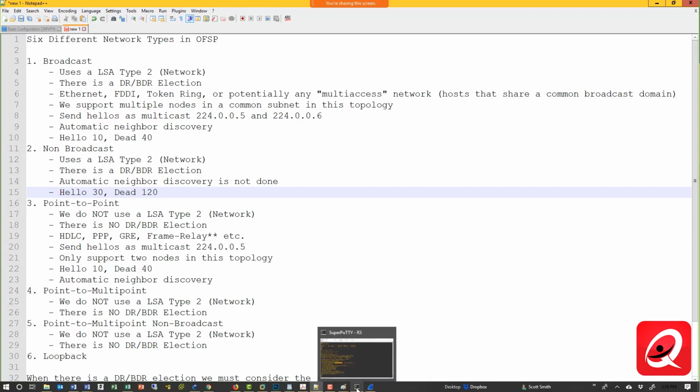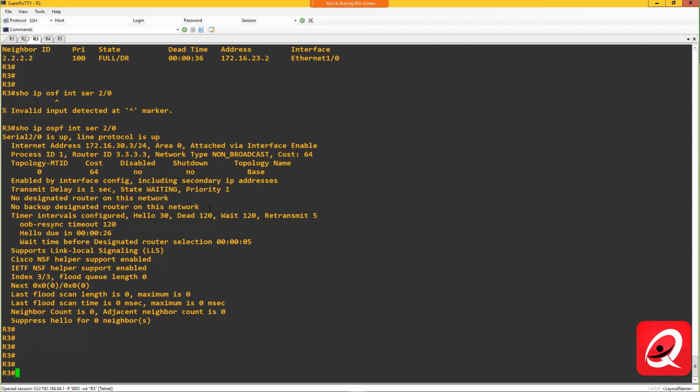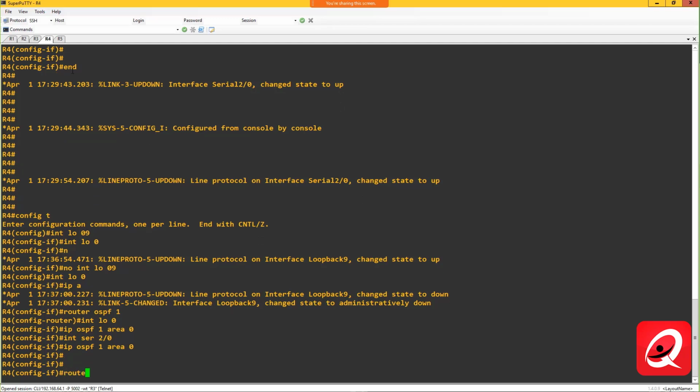So let's say that I want to fix this, okay? First of all, because it's non-broadcast, that means no automatic neighbor discovery, but we are going to do a DR/BDR election. In the case of a point-to-multipoint type design like this, we want this router to become the DR. We don't want the spoke routers to become the DR because they don't have direct connectivity to the other spoke routers.